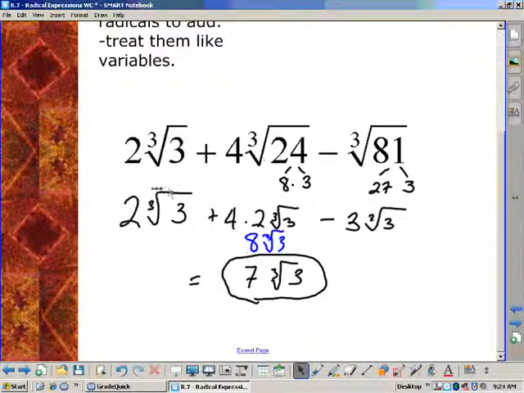So again, simplify all of the different radicals to the lowest terms, and then go ahead and combine all of those, just like you would with a variable.